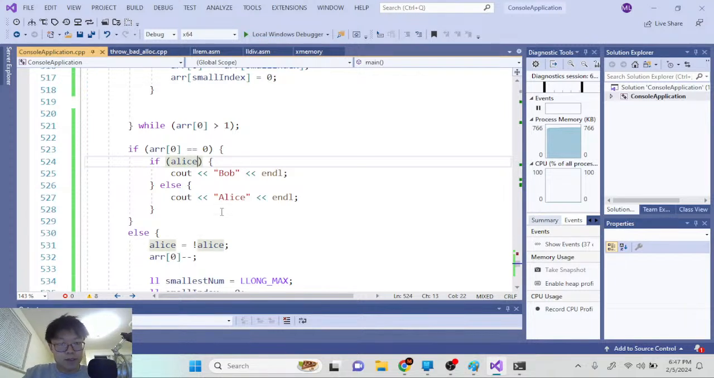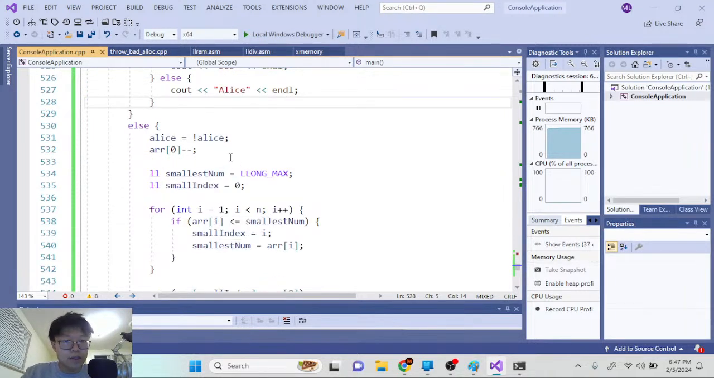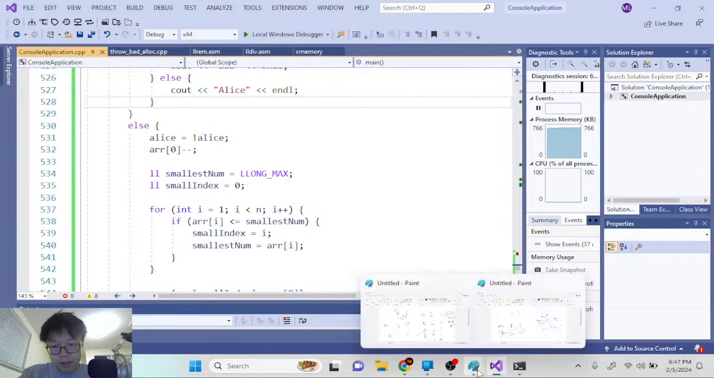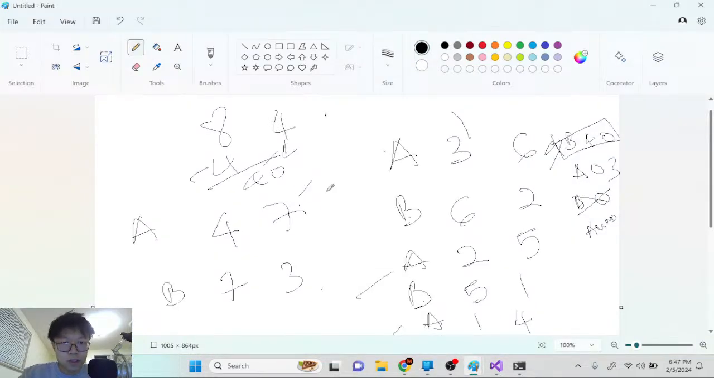If it's Bob's turn, Alice wins. Otherwise, we're going to loop through. So end of Bob's turn is 4, 0 right here. So it's start of Alice's turn. We do the same thing. Find the smallest number, 3. Start of Alice's turn is 4, so -1, 3. Loop through it. Swap to 0, 3.